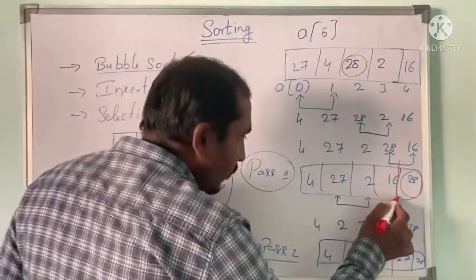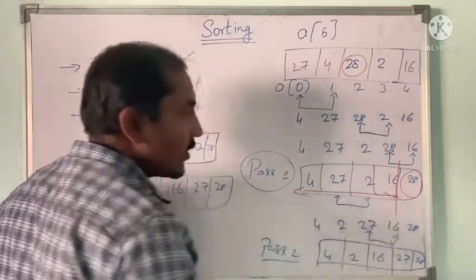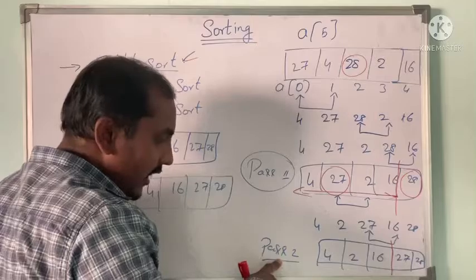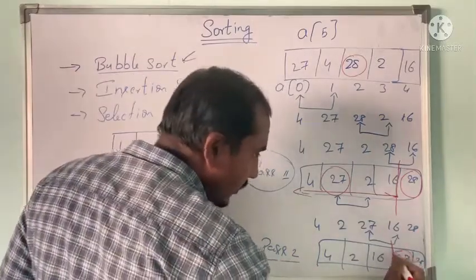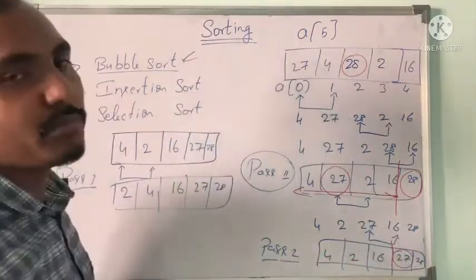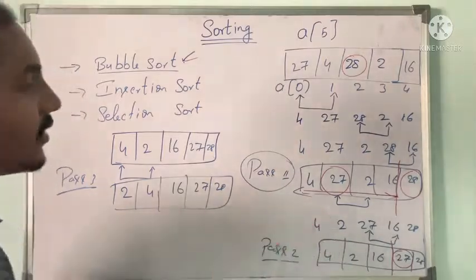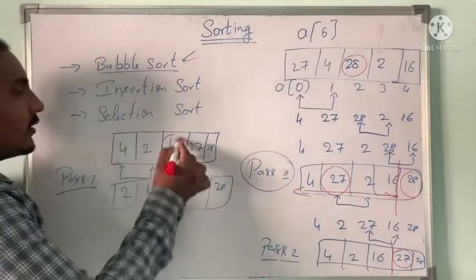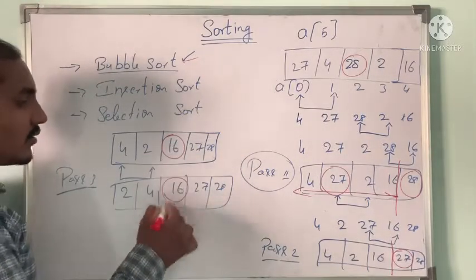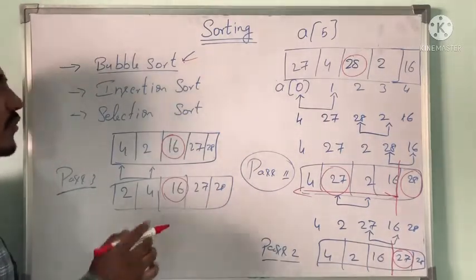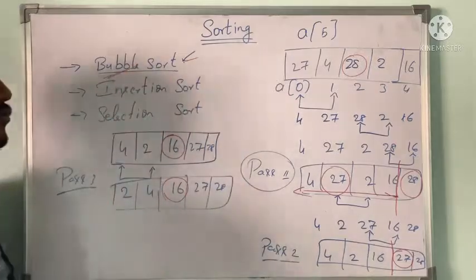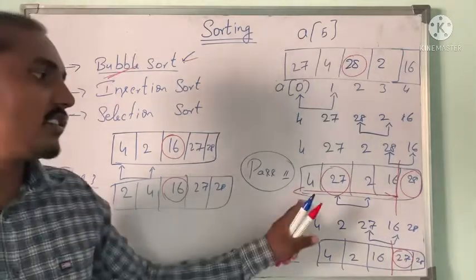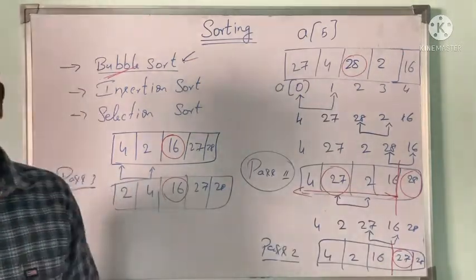Now we will consider the rest of the elements, that is these 4 elements. In these 4 elements, the largest element was 27. So during the second pass completion, 27, the second largest element, has reached its position. Again, the rest of the elements we have are 16. 16 has reached its position, that is the third position. This method we consider as bubble sort, where at each pass, once a pass has completed, the largest element will reach its position.